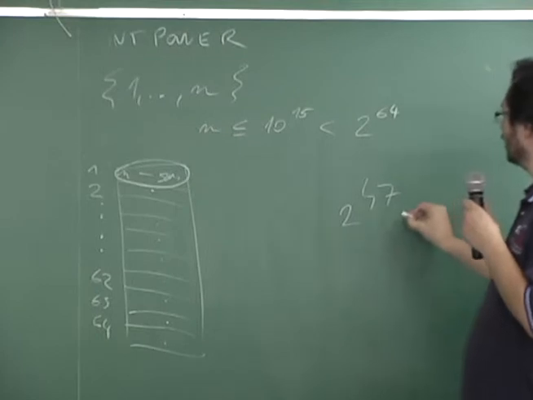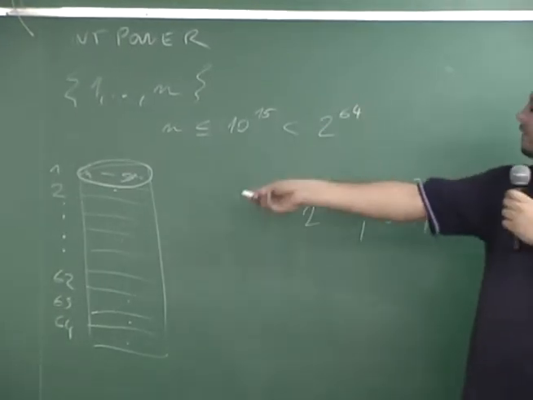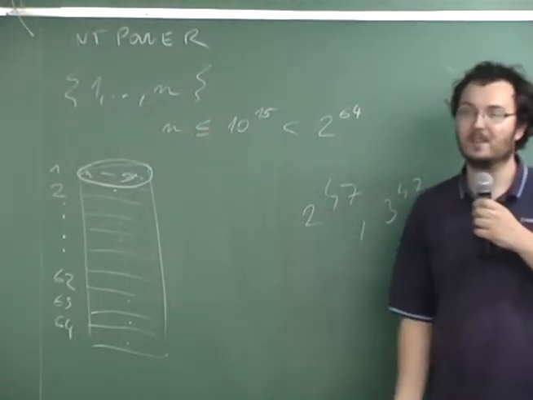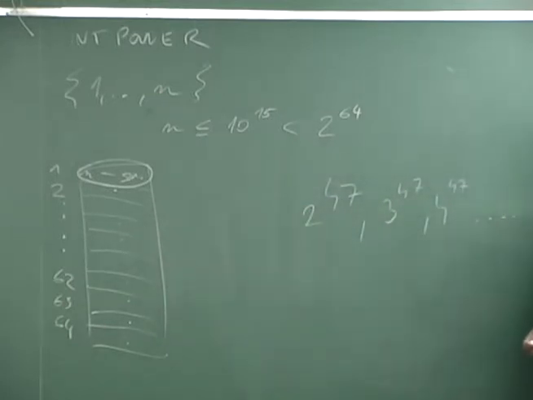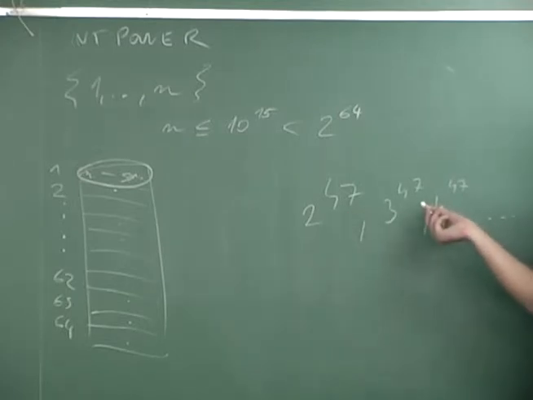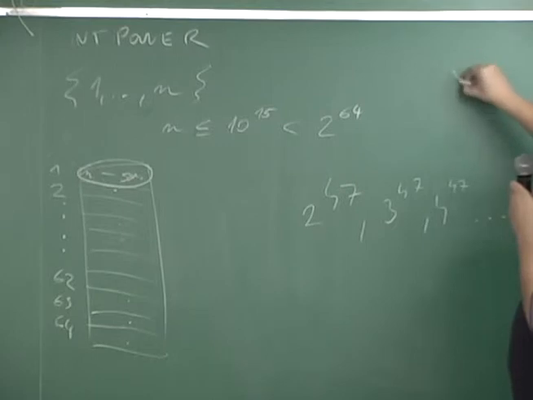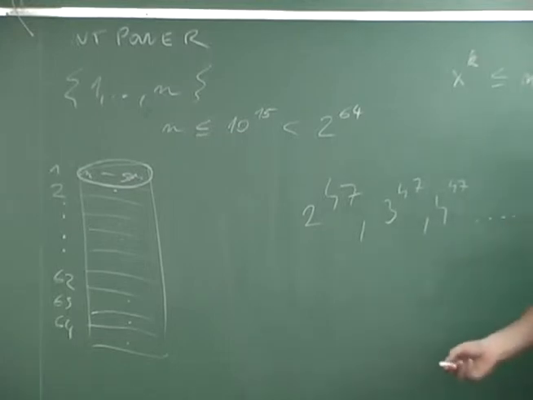It can be 2 to the 47, 3 to the 47, 4 to the 47, and so on, until we exceed this n. And this will happen for the large powers very quickly. And even for the smaller powers, we can check this easily using some logarithms or so. So what we are solving is x to the k must be less than or equal to the given n.